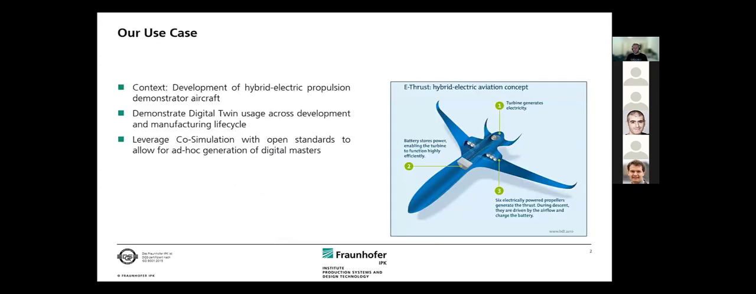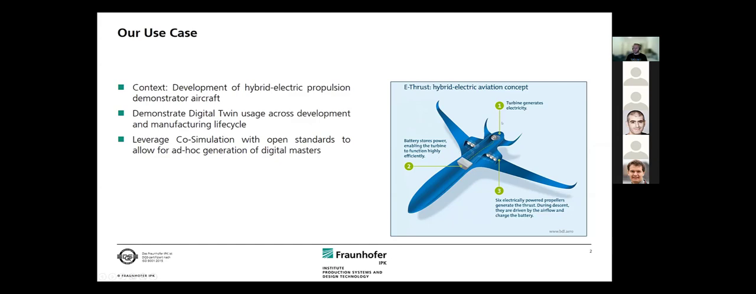So our use case here is actually that we're going to deal with hybrid electric propulsion. This is all going to be a project. It deals with a demonstrator aircraft there. I took something more neutral here as an example. This is basically by the Association of the German Aerospace Industry.